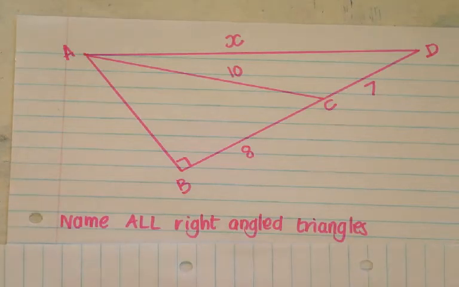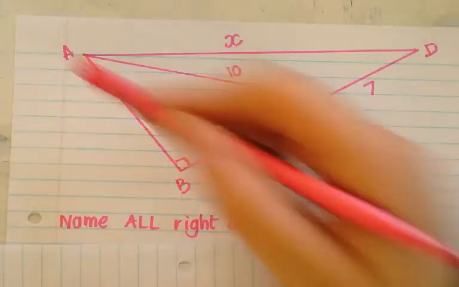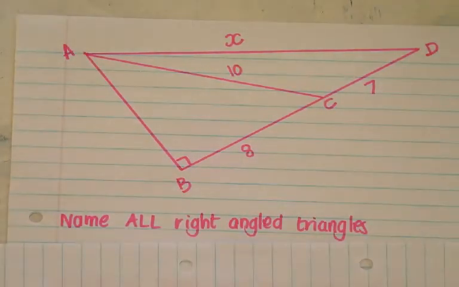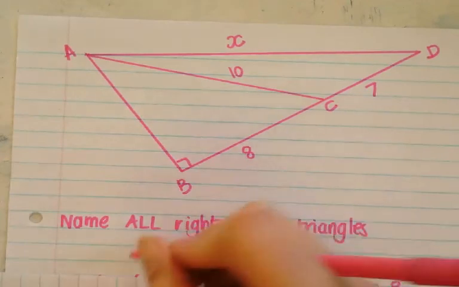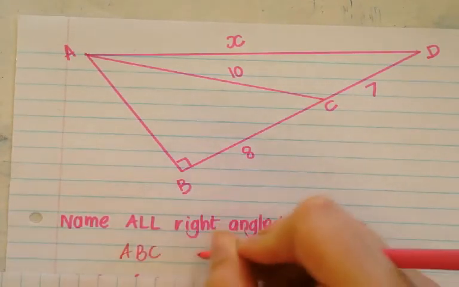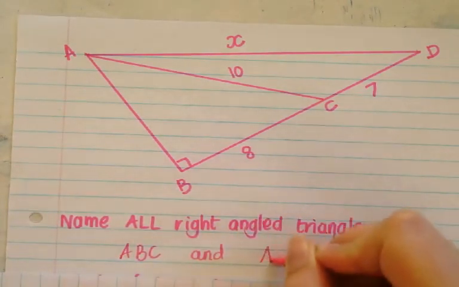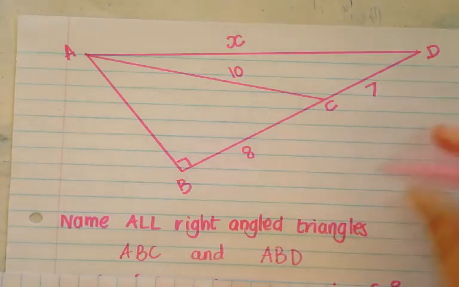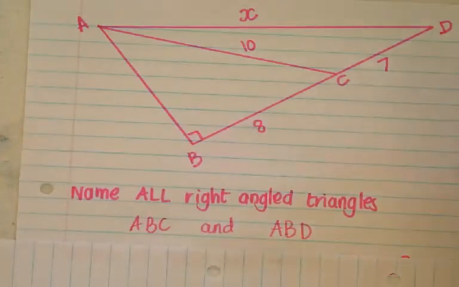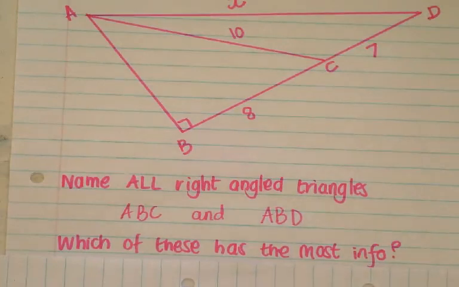Lorna was busy. A, B, D. Fantastic. A, B, D, the big triangle. Okay? So that's our two triangles, ABC and ABD. Now my next question to you is, out of those two triangles, which has more information?